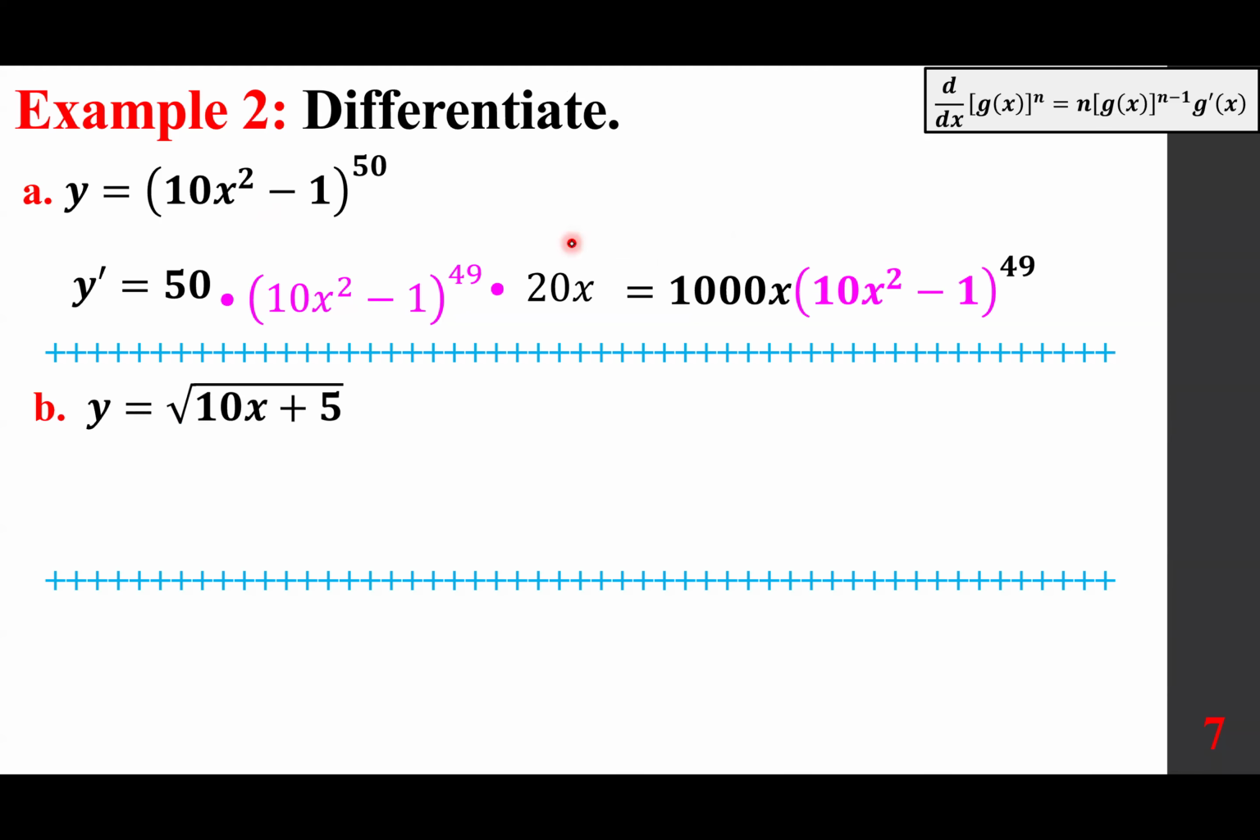What about part B? Y equals square root of 10x plus 5. Well, we are going to use our algebraic techniques to rewrite it as 10x plus 5 to the power of 1/2 to make it ready for the power rule. So that means 1/2 in g of x to the power of n minus 1. The same thing, the power of 1/2 minus 1 makes it negative 1/2. A g prime, the derivative of the inside is simply 10. Done with calculus. 10 and 1/2, the product is 5. This one goes down, becomes 10x plus 5 to the power of positive 1/2, which is a square root.